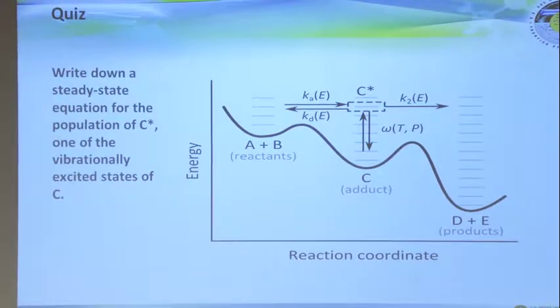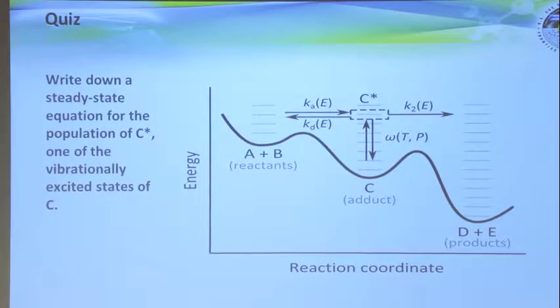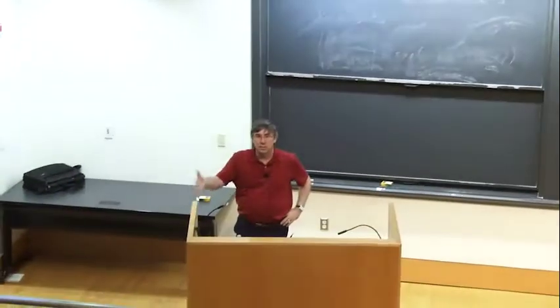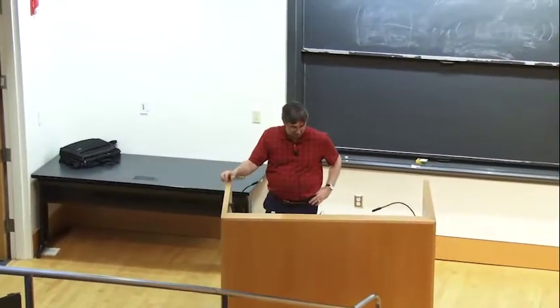So here's a quiz for you. Can you write down the steady state equation for the population of C, which is the vibrationally excited product? The reason why I want you to do steady state is because you probably would apply the pseudo-steady state approximation to the C star. It's like an intermediate that's barely there. All right, so try to write down what you think is the steady state equation.